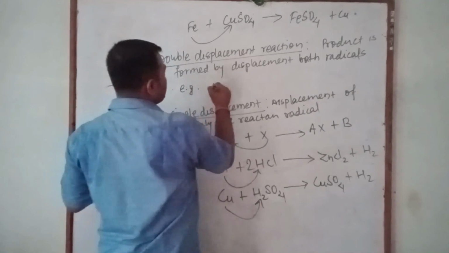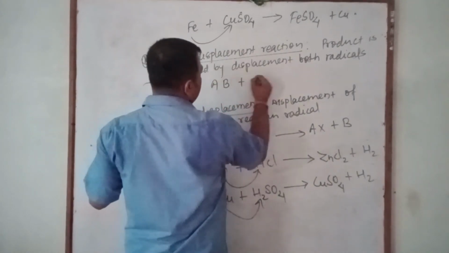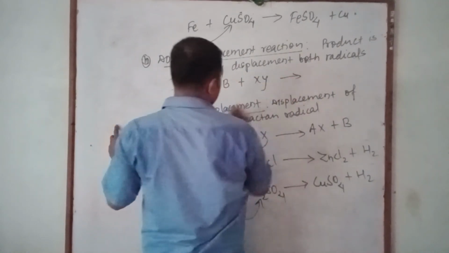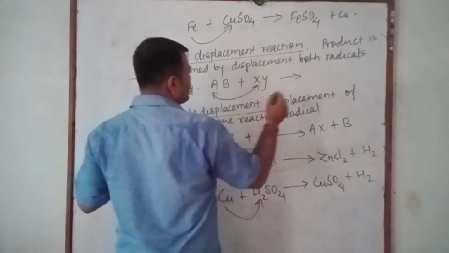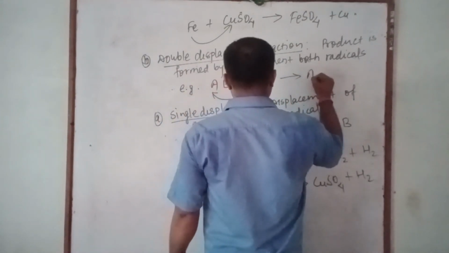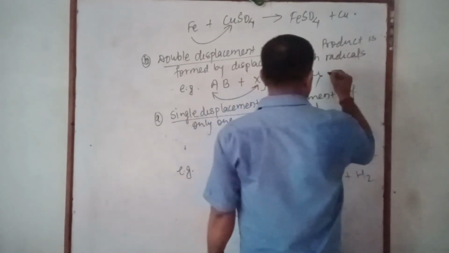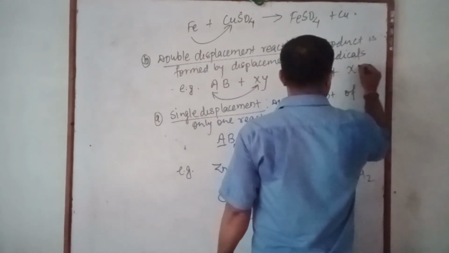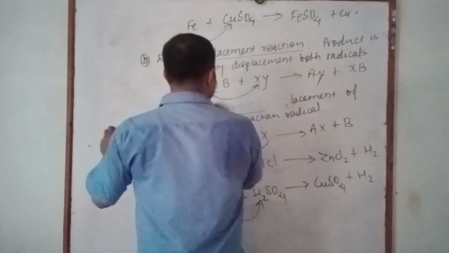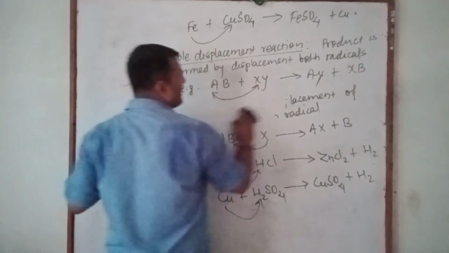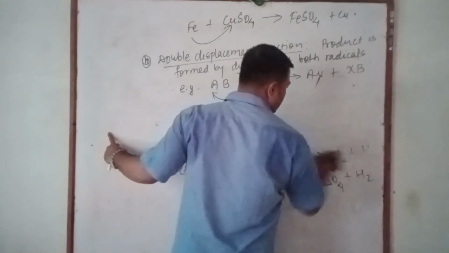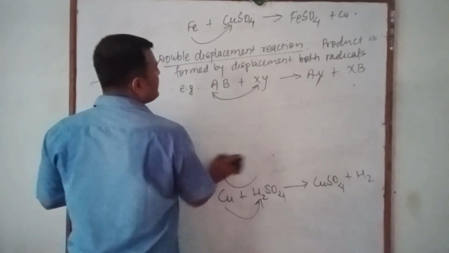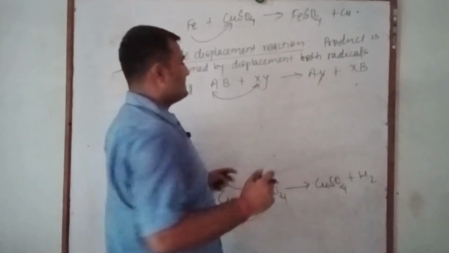And how do we define that? Suppose AB and XY are here. Listen, A displaces X and X displaces A, and the products will be AY plus XB. Such types of chemical reaction are called double displacement. Here the electropositive radicals get displaced by each other and a new product is formed.